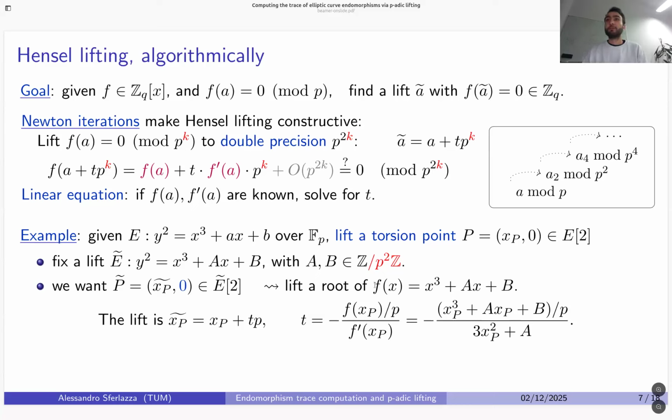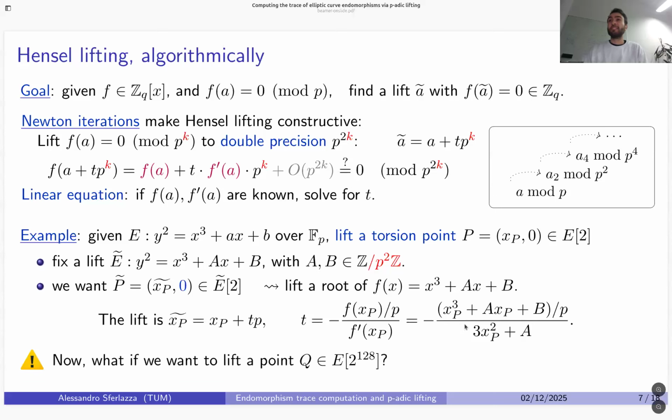So we want to lift the root of this cubic, and how do we do it? We just set up this linear equation, and t will become a ratio of something depending on the cubic divided by p. We know that this cubic is 0 modulo p by assumption. And the denominator has the derivative, which in this case is simple to write. It's just the derivative of a cubic. And this also shows why we want the derivative to be non-zero, because it appears here in the denominator.